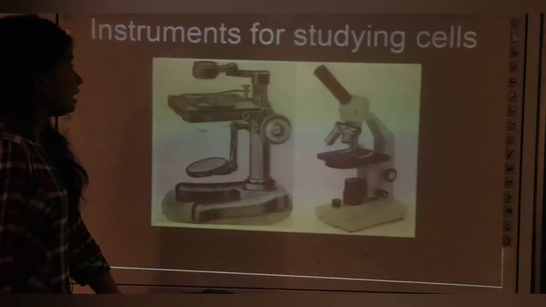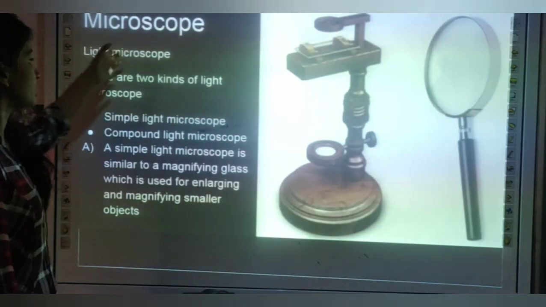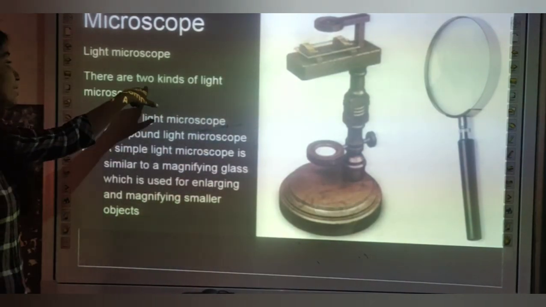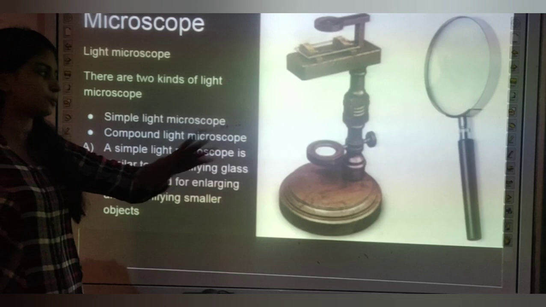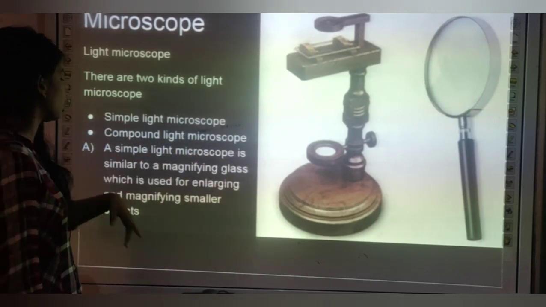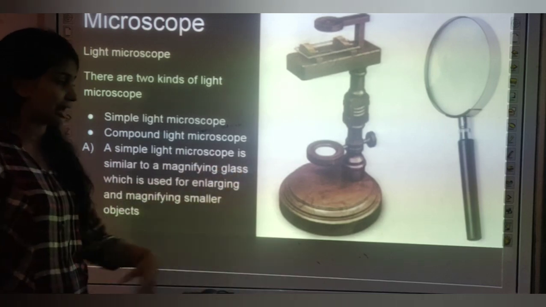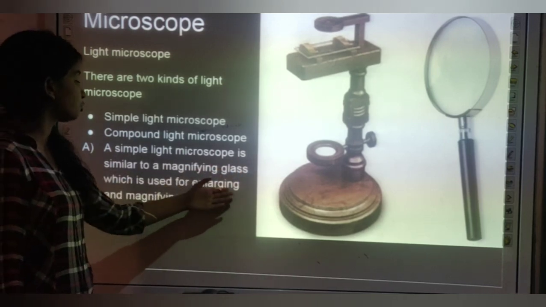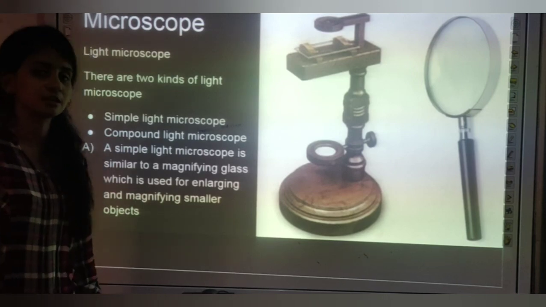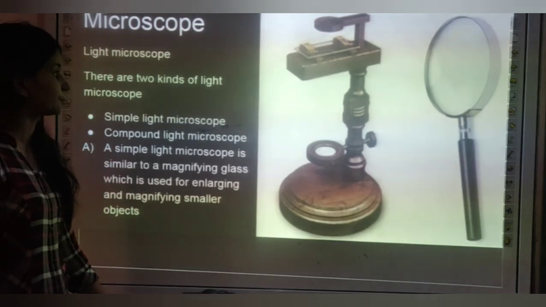Okay. So this one is the light or magnifying microscope. These are of two types. I have already explained: simple and compound. A simple light microscope is similar to a magnifying glass, which is used for enlarging and magnifying smaller objects. Got it? Okay.